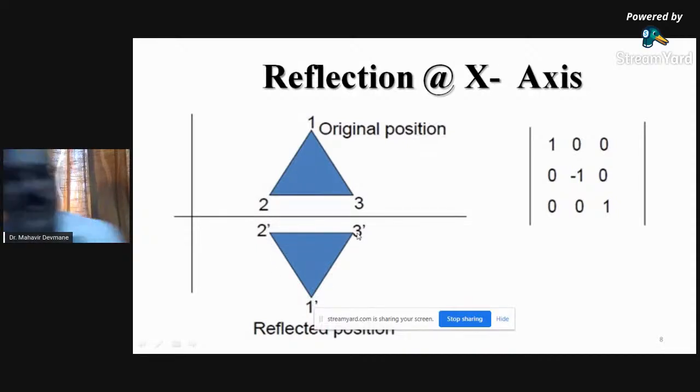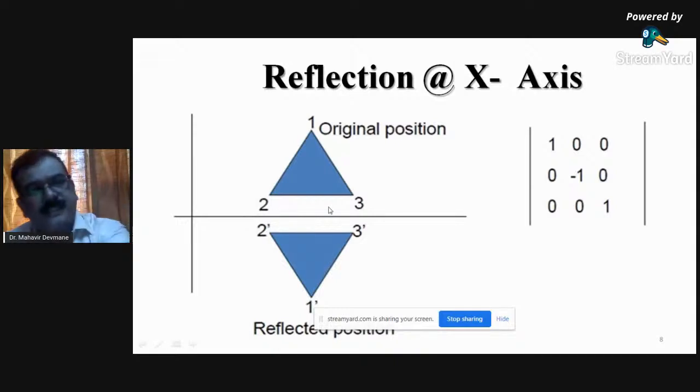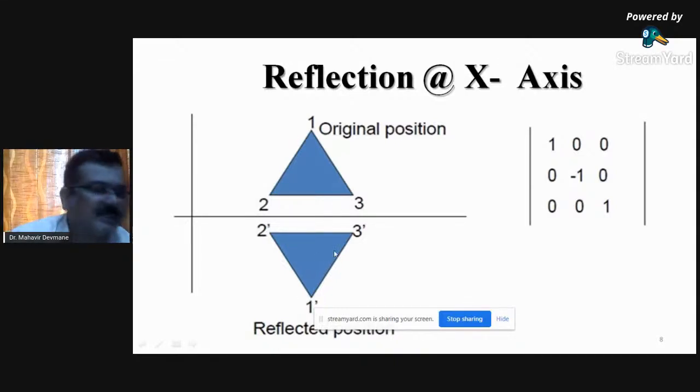These represent the reflected triangle. Consider this as the origin. In this above quadrant, you have drawn this particular triangle as the original object. Its mirror image is taken with reference to the x-axis, and we got the 1 dash, 2 dash, and 3 dash triangle.